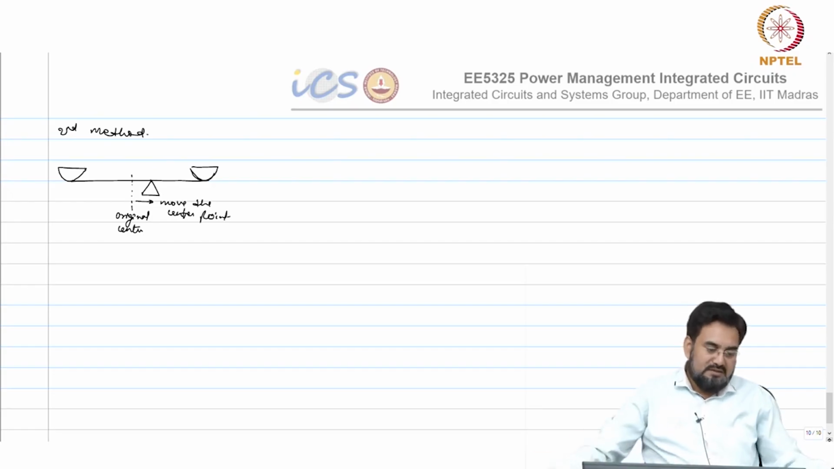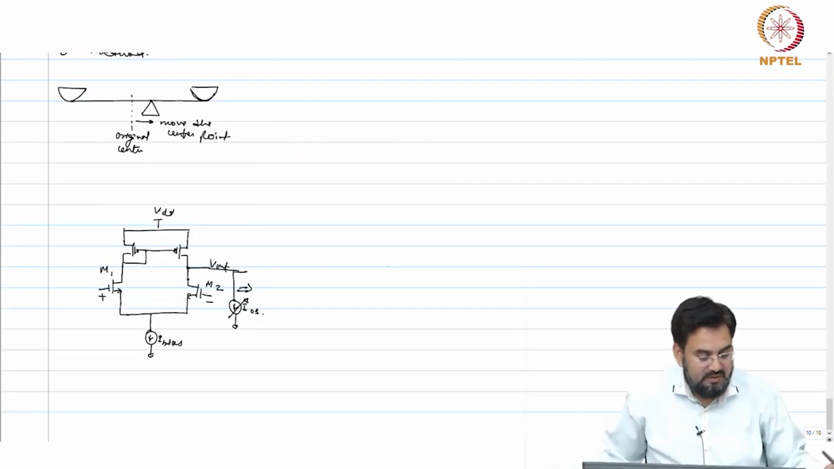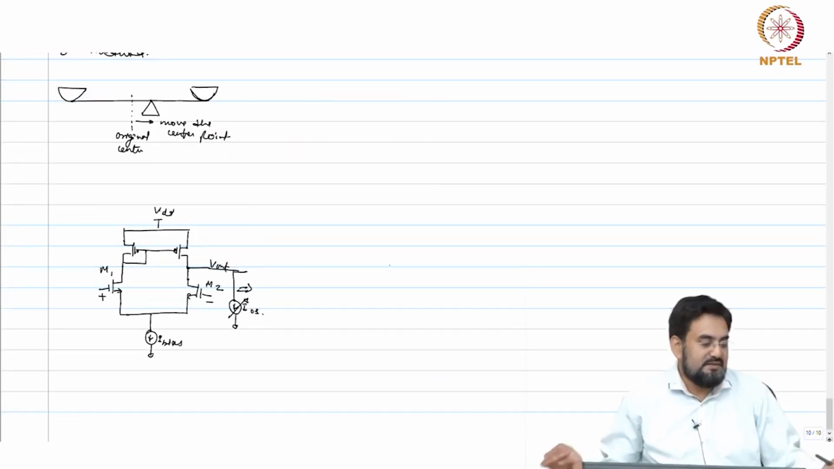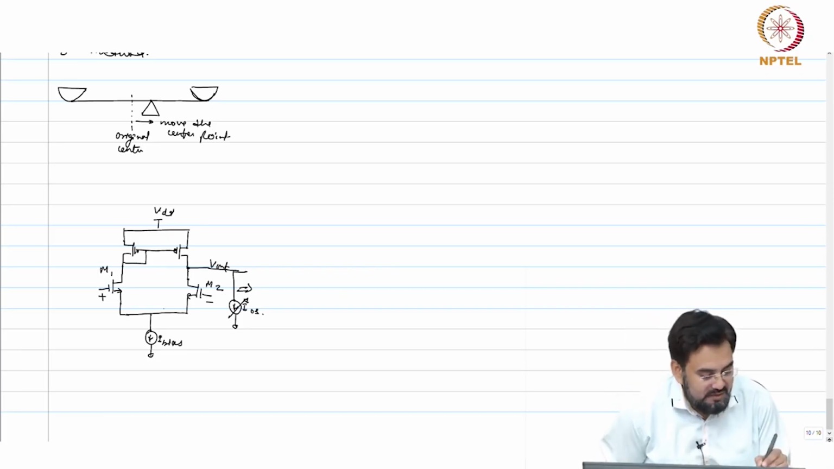Correct. So now go back to this. How can we move the center? Leave the bias current, the bias current is common. How can you change the bias current? Yeah, the size of the transistor or adding a resistor here.